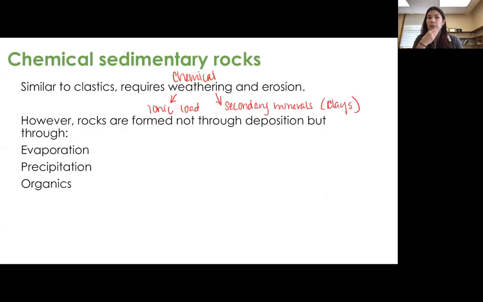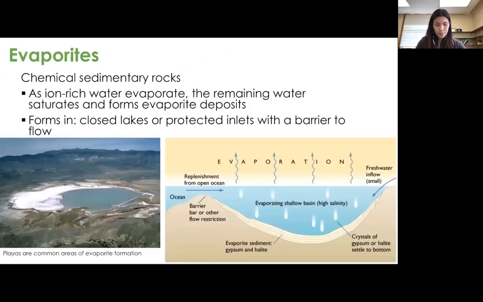But the major difference between clastic and chemical is that we're not necessarily going to have deposition and lithification in the same process. Rather, we're going to have evaporation of brines, precipitation of minerals, and we're also going to have some organics involved in this. So maybe deposition of organic material. So we'll go through each of those 3 different processes, starting out with evaporites.